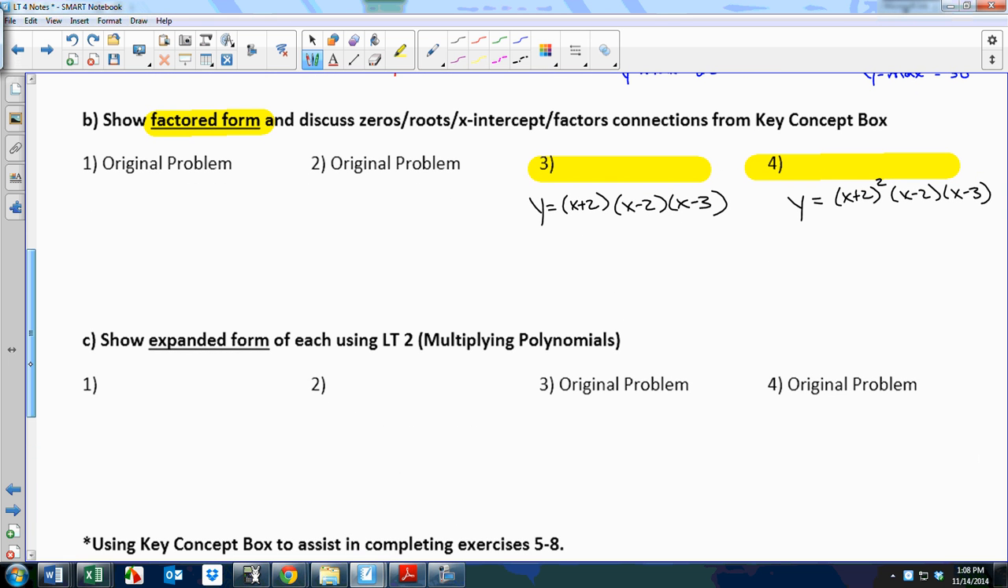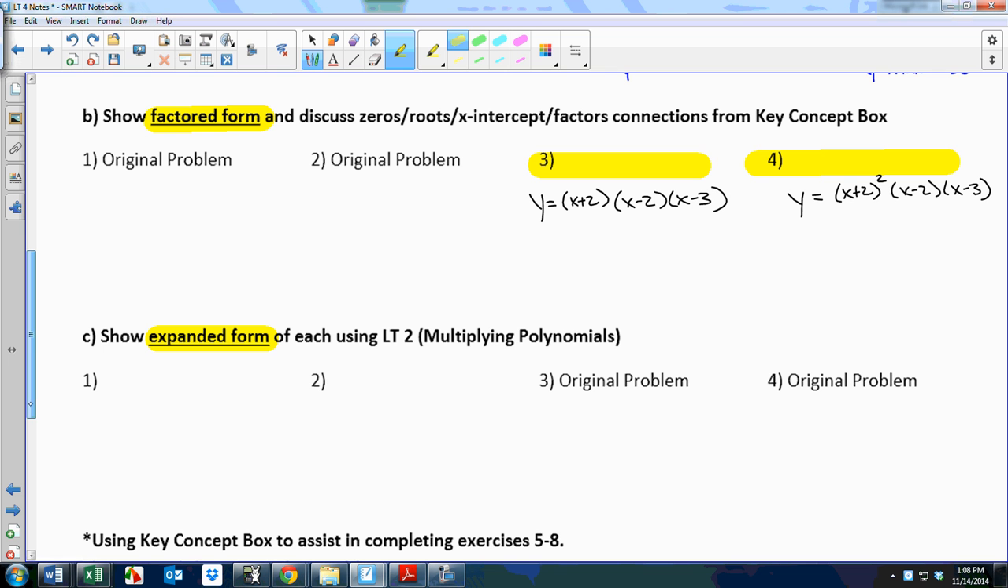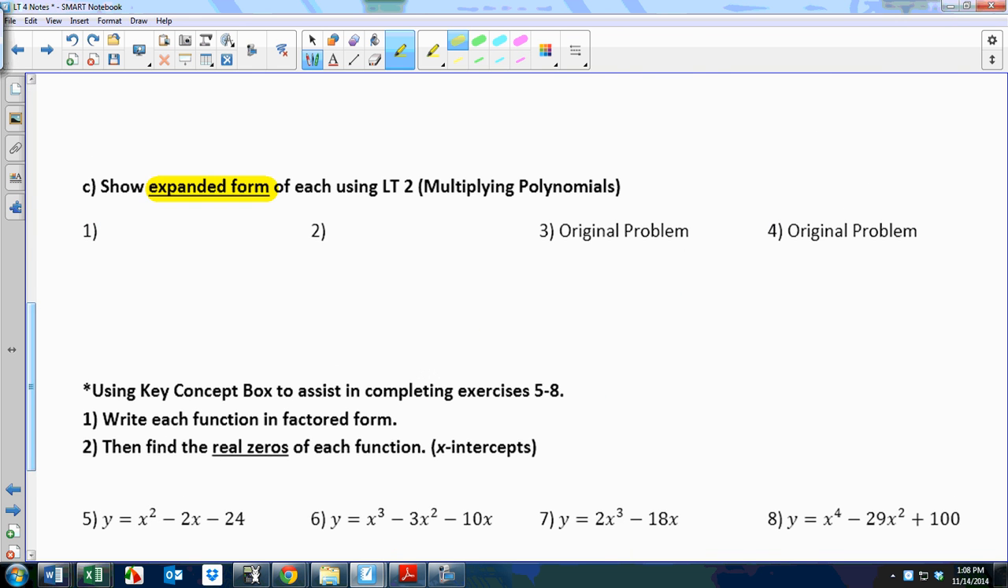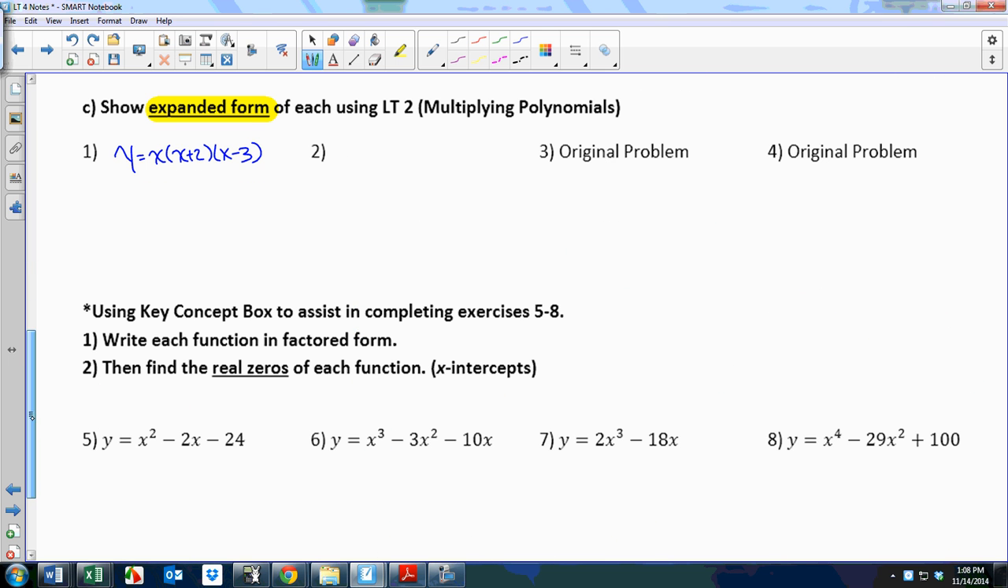Expanded form, part C, expanded form. Expanded form is what number 3 and number 4 look like to begin with. Expanded form is standard form. So how would you take number 1, y equals x times x plus 2 times x minus 3? How would you take that and put it in expanded form?